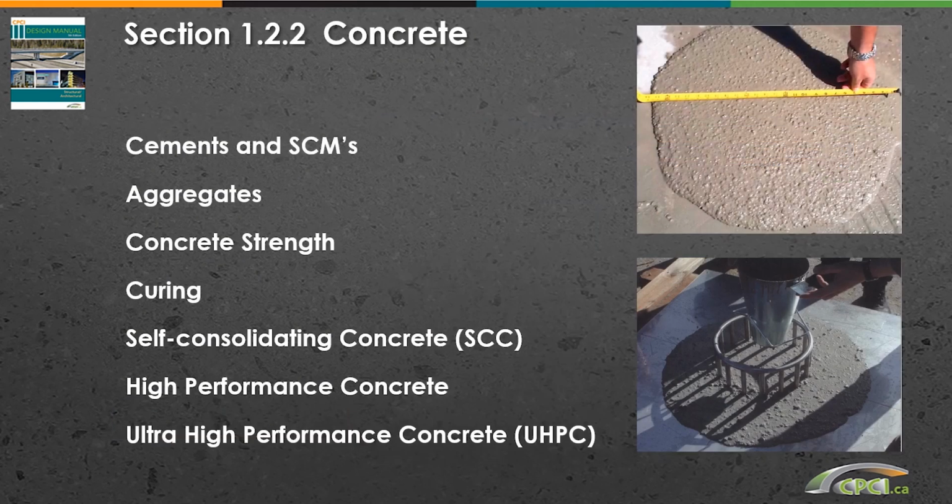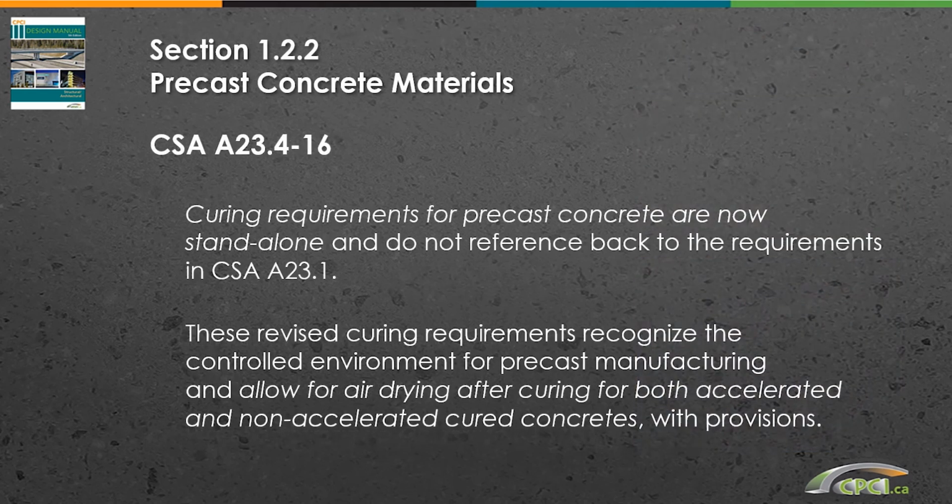Section 1.2.2 reviews the materials for concrete and some of the typical high-performance concretes that are used in the precast industry. Shown at right is a typical self-consolidated concrete mix. As a side note, CPCI expects to produce a best practice guide on self-consolidating concrete later in 2018. A significant and important change to the CSA A23.4 standard is that curing requirements for precast concrete are now standalone and do not reference back to the requirements of CSA A23.1. These revised curing requirements recognize the controlled environment for precast manufacturing and allow for air drying after 1 day curing for both accelerated and non-accelerated cured concretes, with certain provisions.